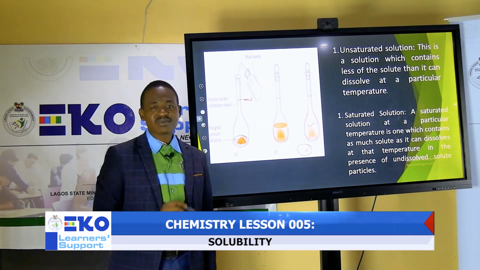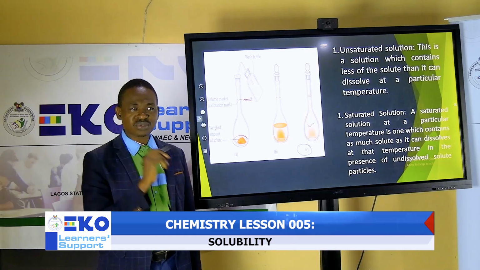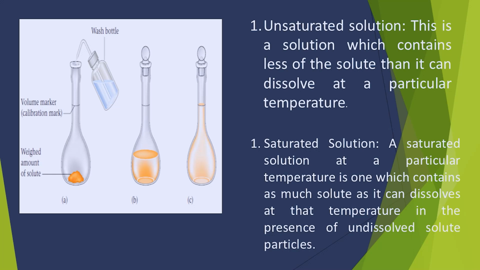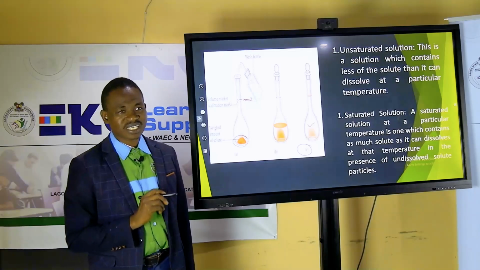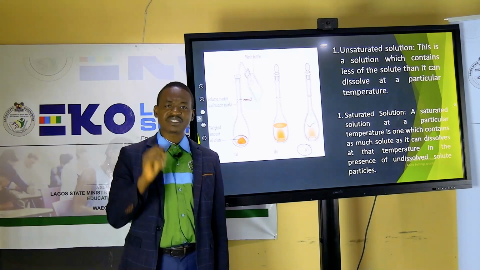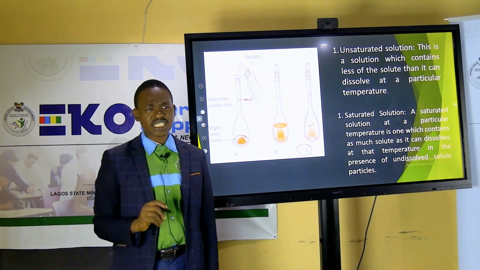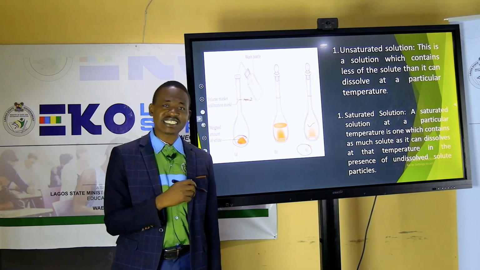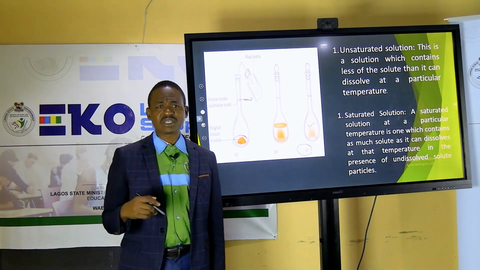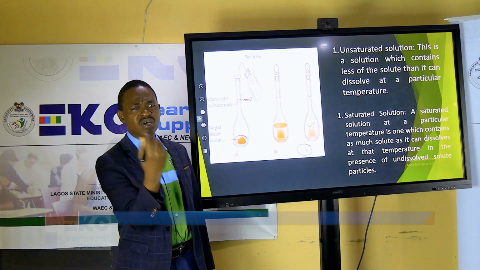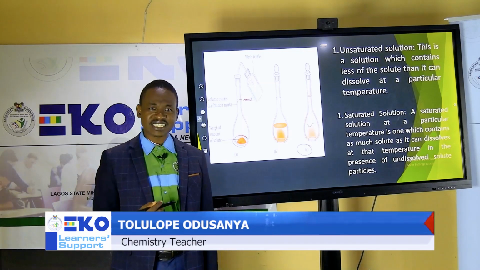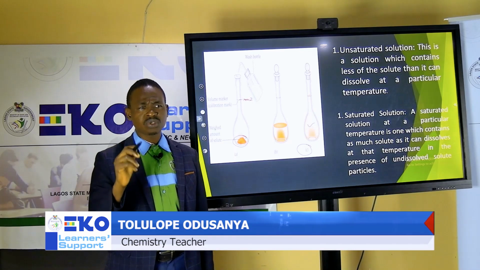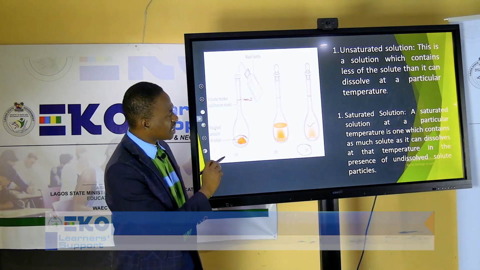But in a case where you have more solute with you, you have excess salt with you, and you've already measured the water to be 1,000 centimeter cube, and you keep adding this excess salt inside the water, it will get to a particular point where the solute, which is the salt, will not be able to dissolve again in the water. Rather, it begins to form what we call undissolved particles. At that point, the solution is telling you that it has already reached what we call saturation. So that is called a saturated solution.